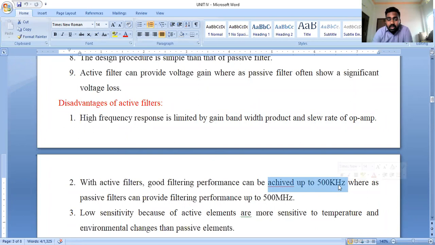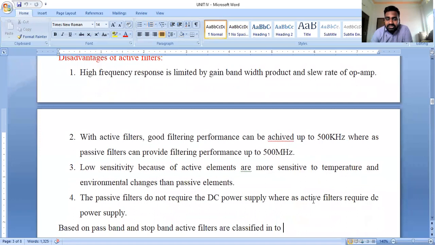But the passive filters will provide a major filtering response up to 500 megahertz. This is another important setback which we face while using this type of linear integrated circuits. And the second thing is the sensitivity. Sensitivity is one of the important aspects in the construction of filters.